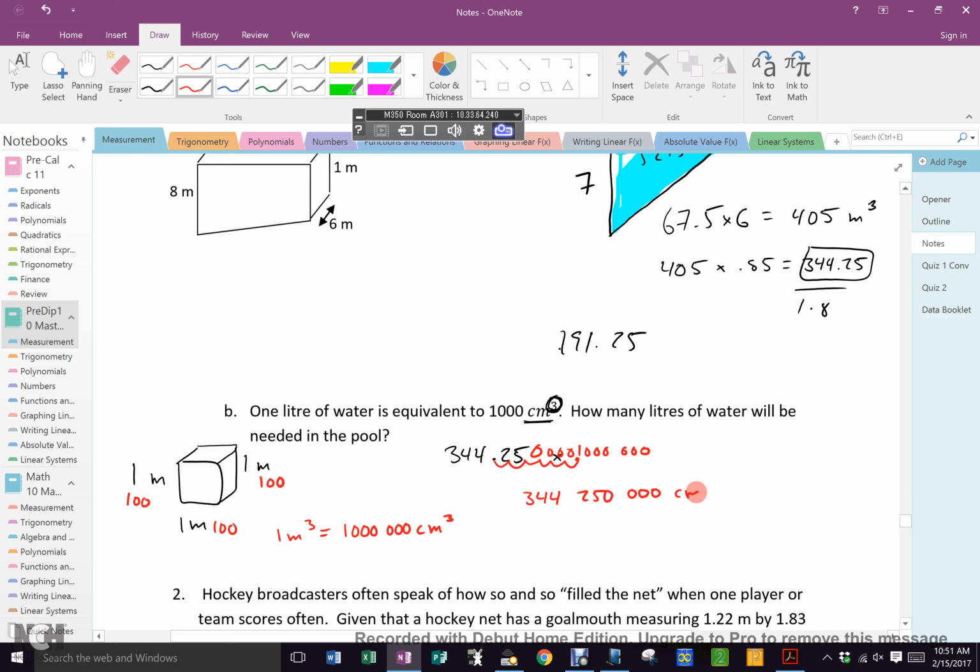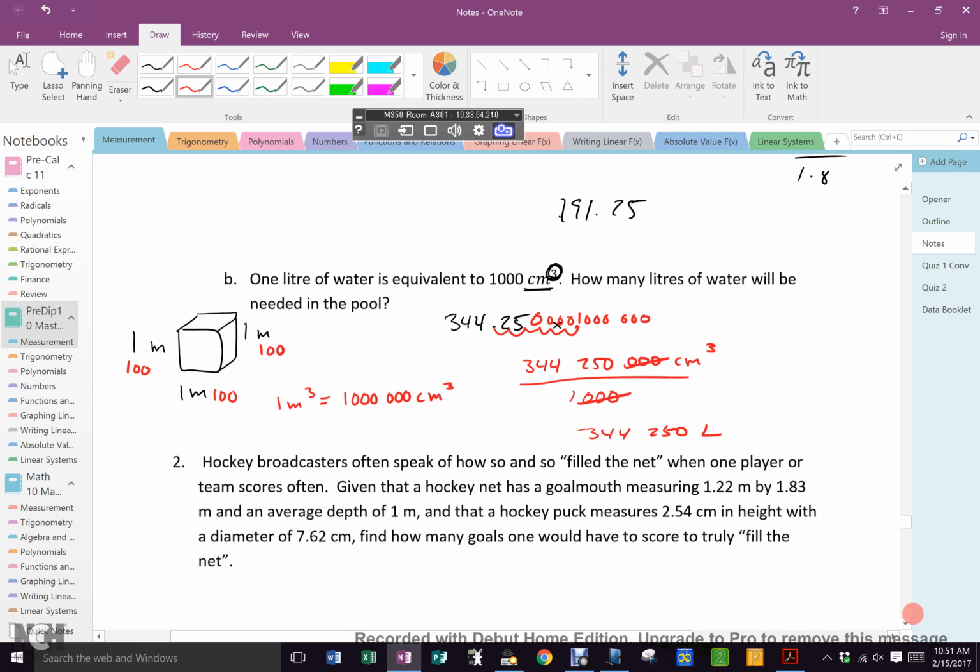So it's 344,250,000 centimeters cubed. Now, 1 liter is 1,000 of those. So what do I have to do with this? Divide by 1,000. What do I do with the 3 zeros? Cancel. So I need 344,250 liters. There's more than one way to do it. But this is the way I like because it shows me everything that you know. Okay?